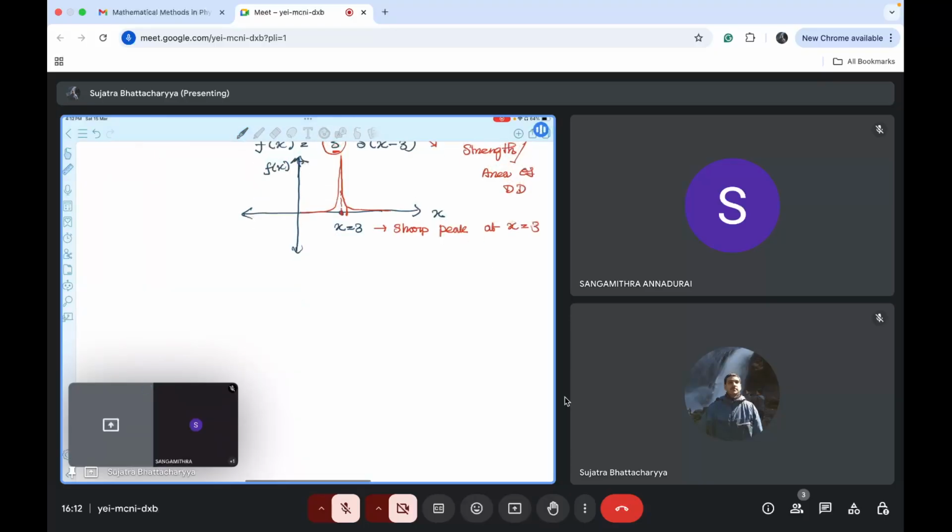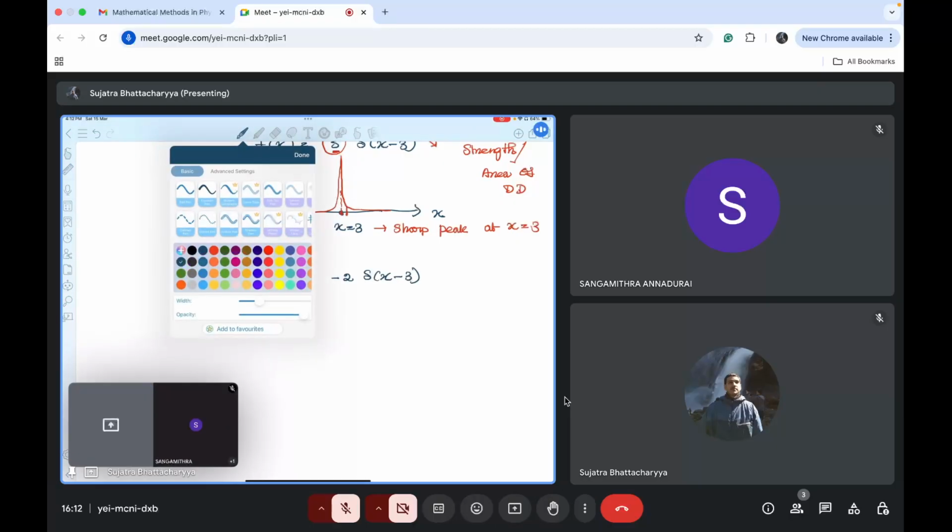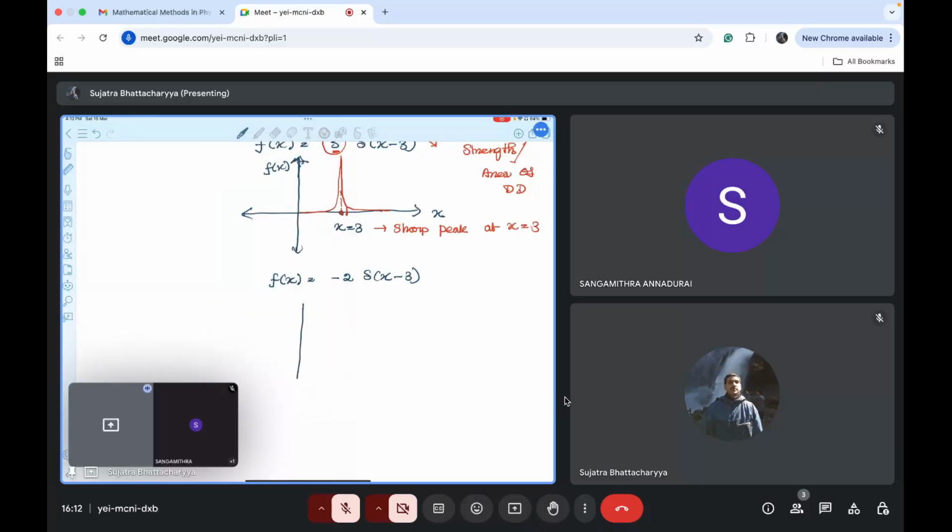Okay. If I take another function, say f of x is equal to minus 2 delta x minus 3, then how will you represent this? For that, again you draw it, it doesn't matter. So you take this curve. This is your f of x, this is x, and this is equal to 3. Again, you know that it will happen only at x is equal to 3.